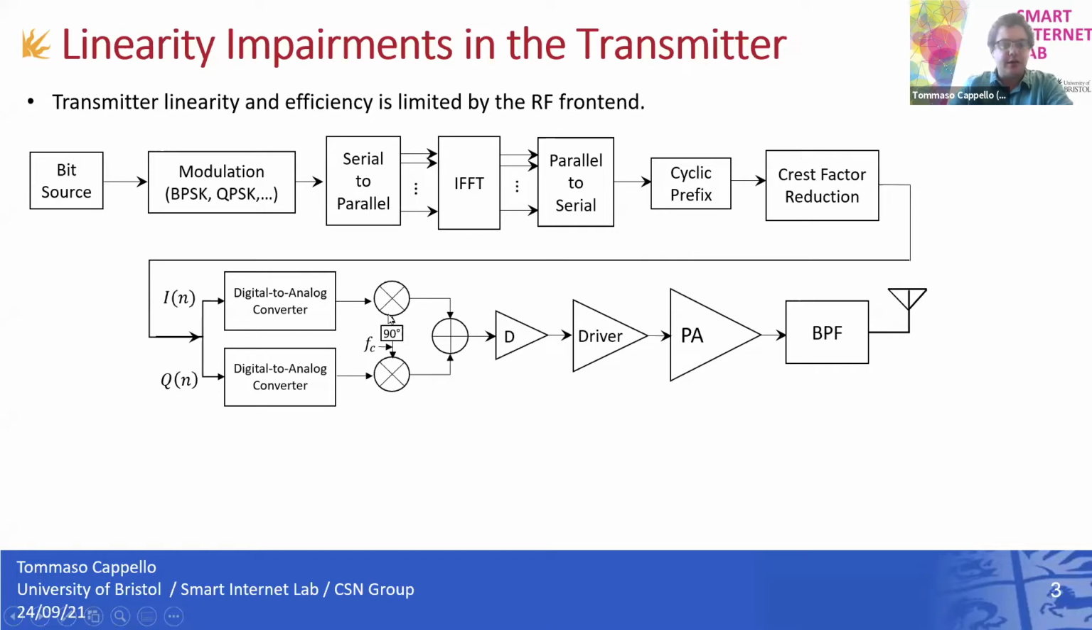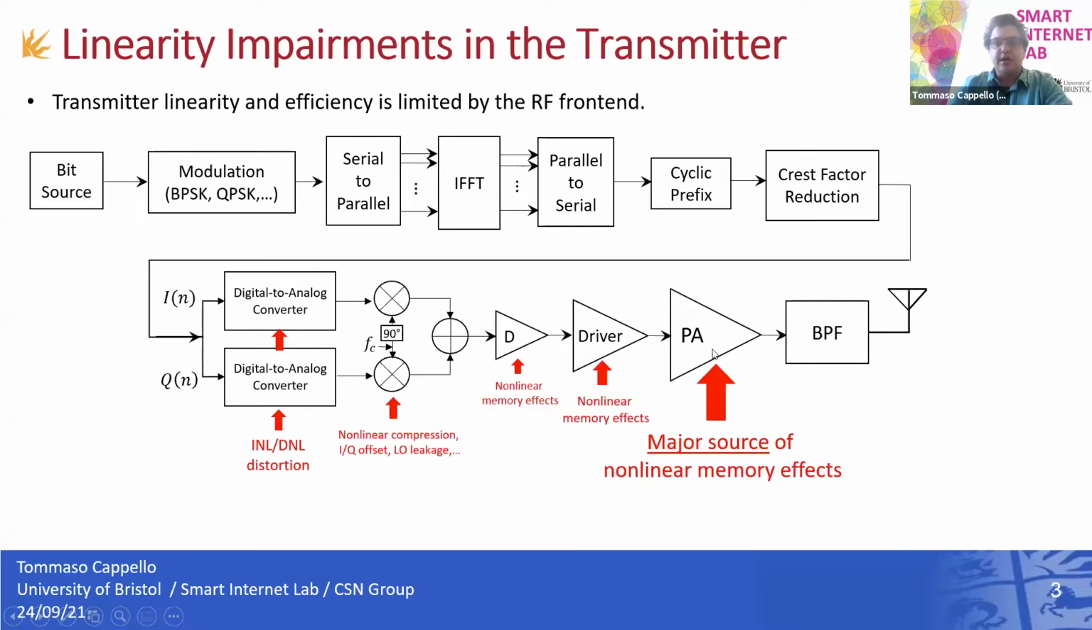into the analog domain, and then up-converted to a certain radio frequency carrier, and then there is a multi-stage power amplifier, starting with a pre-driver, a driver, and a power amplifier that generates the signal with high power levels. Finally, a bandpass filter can also be used in order to reduce the leakage on the nearby channels.